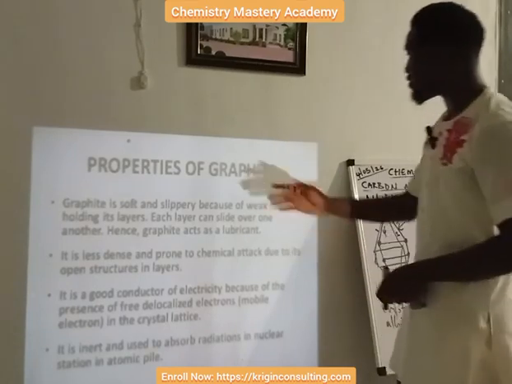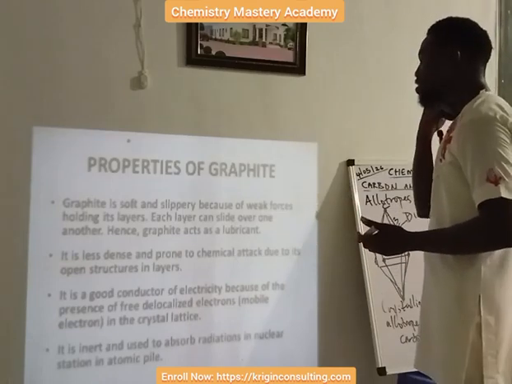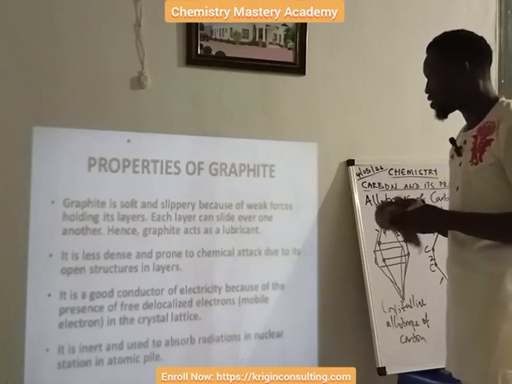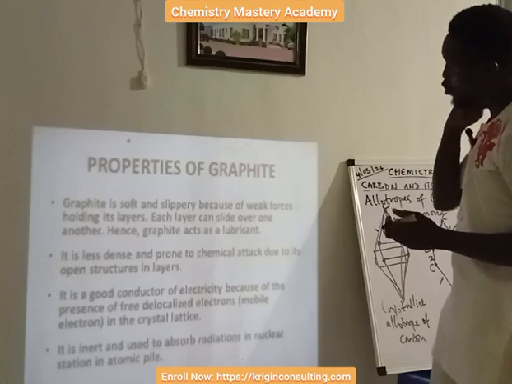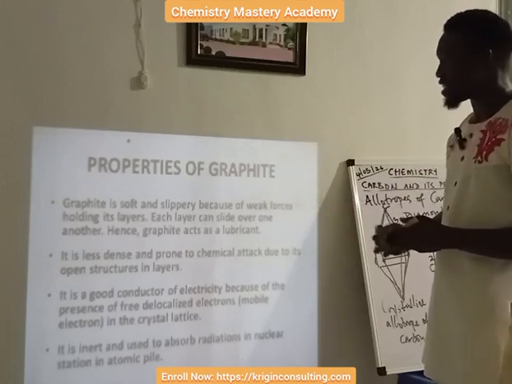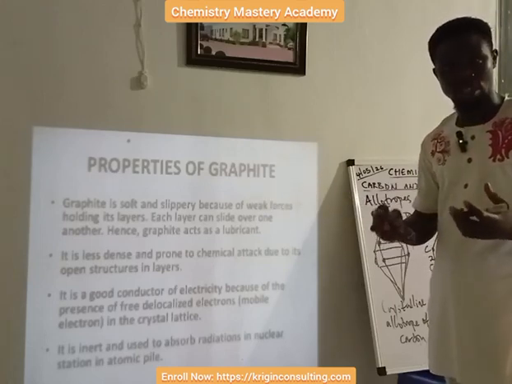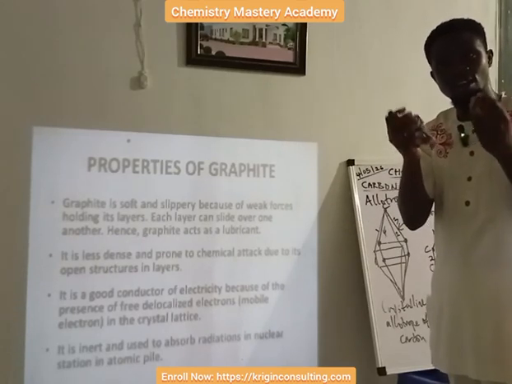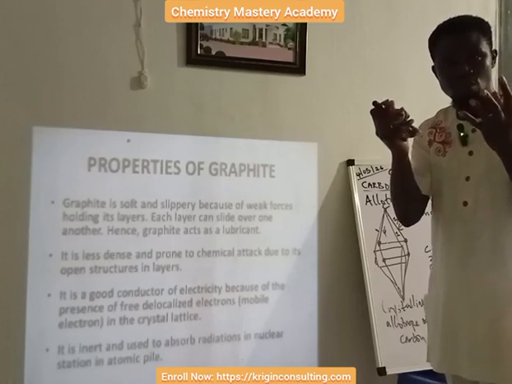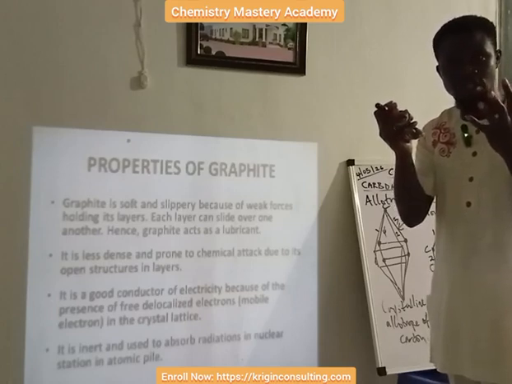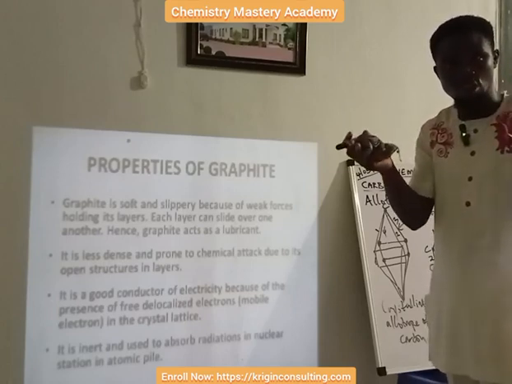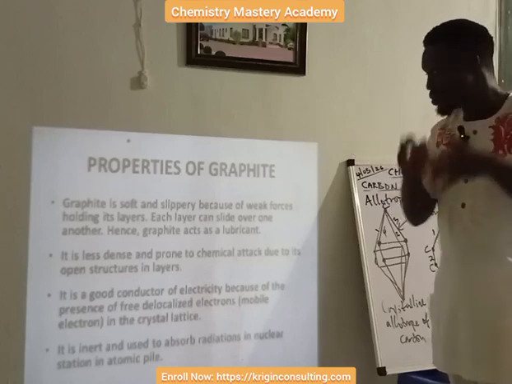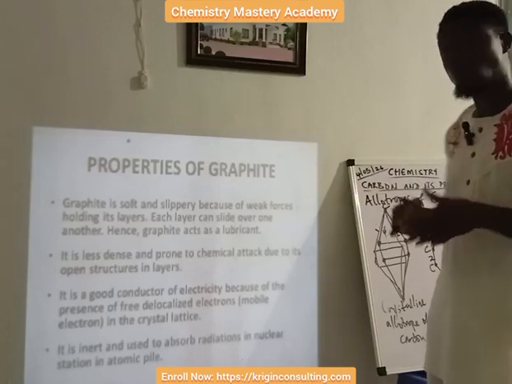So graphite is soft and slippery because of the weak forces that are holding the layers. So each layer can slide over the other. Graphite is less dense, in the sense that the number of carbon atoms that make it up are very little. There are not so many, and so the spaces being occupied are so little. Hence we have empty spaces between them.